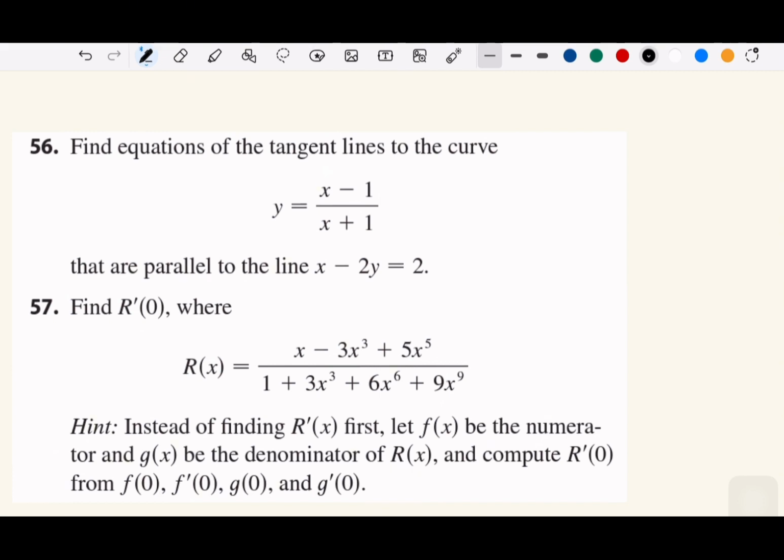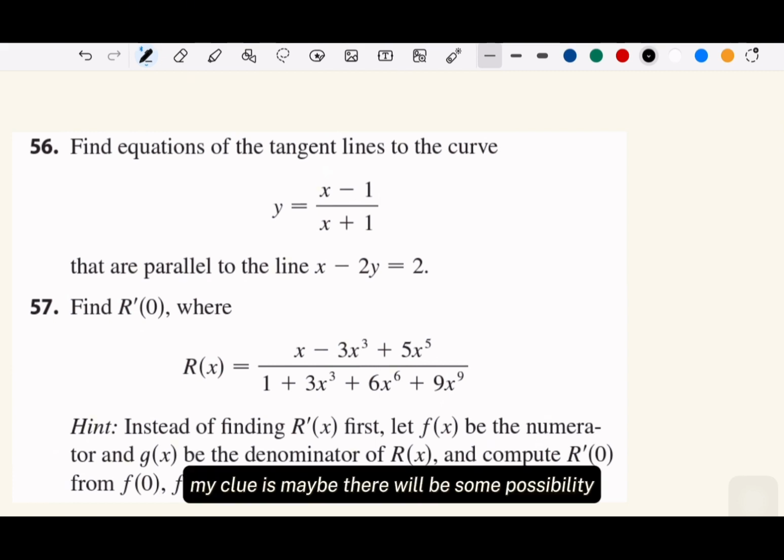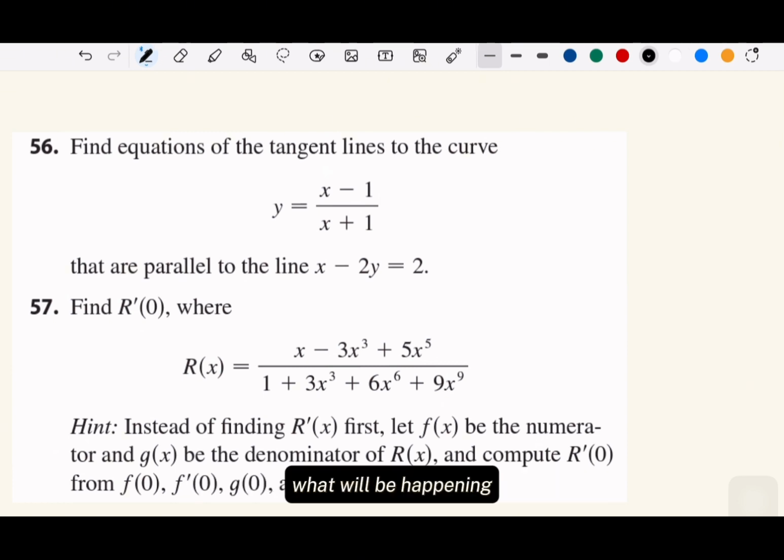And my clue is maybe there will be some possibility, and you can also write those possibilities. What will be happening? What is the line equation? Maybe it will have several lines. Probably. Okay.